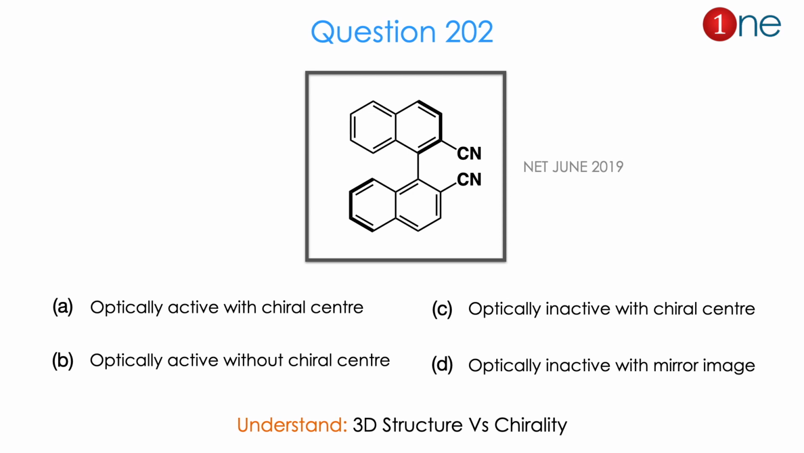Let us look at the next question. The structure is a binaphthyl compound attached with cyanide there. Here the benzene rings are above the plane in each case. They ask you to find the optical activity. The compound is optically active with chiral center, or optically active without chiral center, or optically inactive with chiral center, or optically inactive with mirror image. So there are 4 possibilities. So from the structure and possible 4 answers, you might realize the question is really about 3D structure versus its chirality. The answer is B.